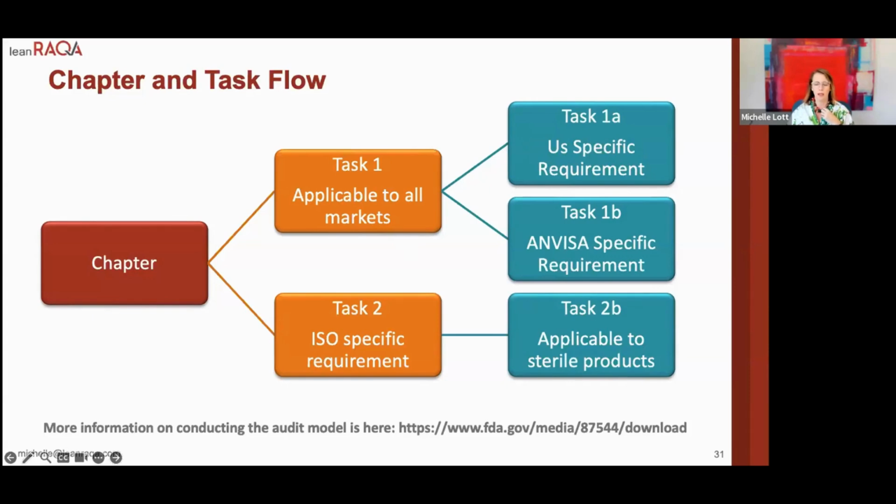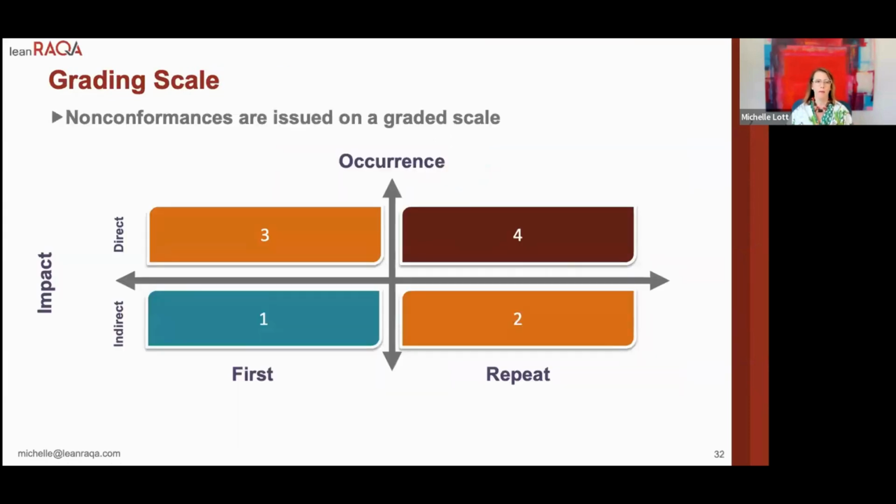So this is going to impact the QMSR, and the QMSR will impact the structure of the MDSAP audit model should they adopt this. Well, whether they adopt MDSAP or not, it's going to impact the audit model because now all the tasks are going to have to be rewritten. You're going to have some that still apply, others that go away, and others that are added based off of the differences in the QMSR and the way that FDA has adopted ISO 13485.